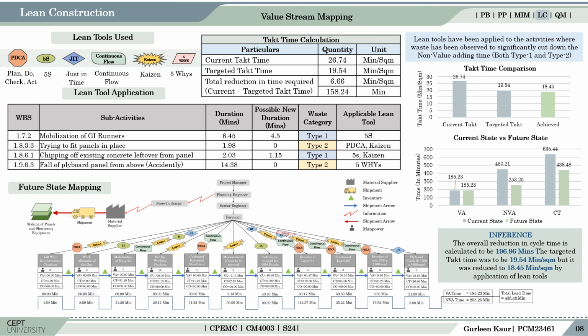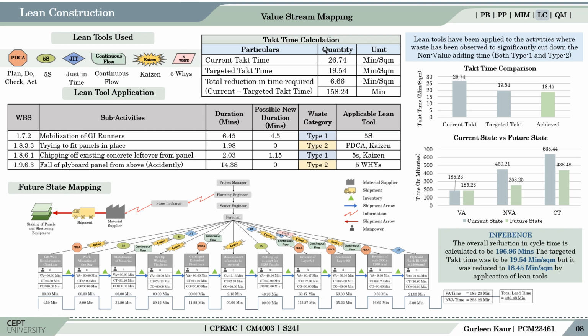The duration of all the waste categories identified was brought down by application of various tools, namely 5S, PDCA, Kaizen, Just-in-Time, 5 Eyes, etc. The main purpose is to cut down all the non-value adding activities and streamline the process. In the future state map, the cycle time of each activity is reduced, decreasing the overall lead time of the process. The main delay observed was on mobilization of panels and in getting approvals for the commencement of work, which could be done a day prior to make the process faster.